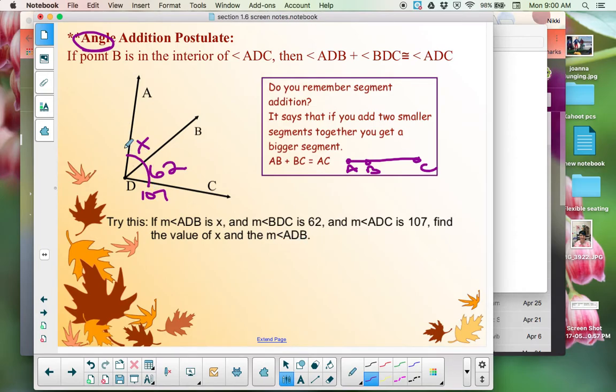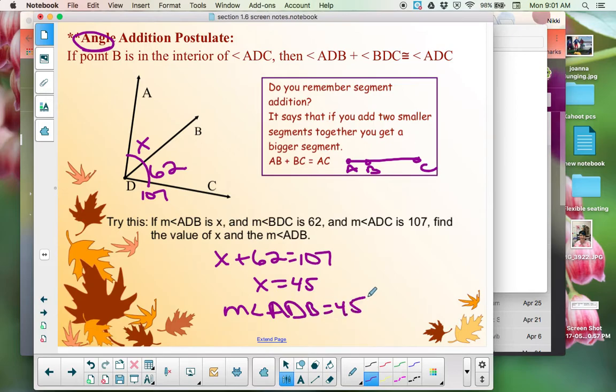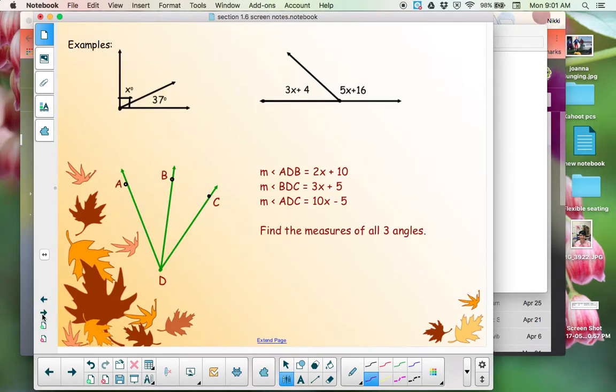Okay, so I would say that x plus 62 has to equal 107 using this concept, using the angle addition. This angle plus this angle equals this angle. And then it becomes an algebra problem. So you would simply take 107 and subtract 62 from it, and that would give you 45. So x would equal 45. And that would mean the measure of ADB equals 45. There are some more examples here, same concept. This one I think you can figure out. This one, let's do this.